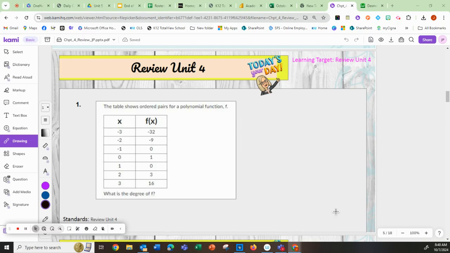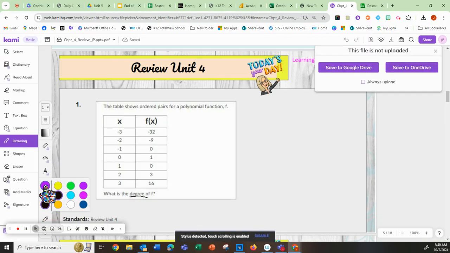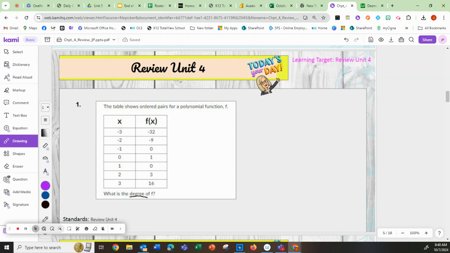So number 1 is saying the table shows a set of ordered pairs for a polynomial function f, and it asks what is the degree, which means highest exponent. I looked into Desmos to see if I could type in the table. I know in the TI-84 I could type in this table of x and y values. These just represent ordered pairs. So this is the point -3, -32. This is the point -2, -9, and so forth.